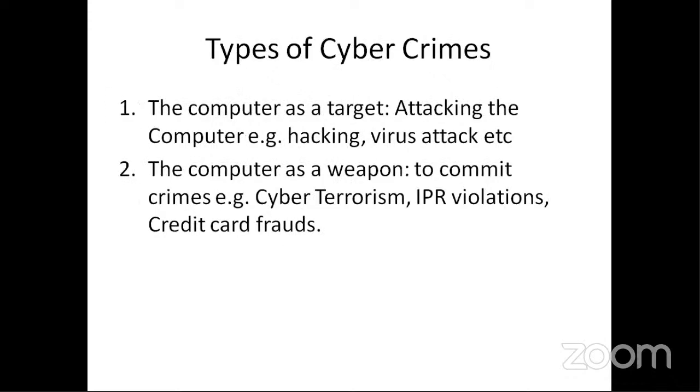Types of cyber crimes. Broadly, we can divide them into two types. One, the computer as a target. They are attacking the computer, the machine. When the machine is attacked, they hack the machine. All the information in the machine will be seen. They can even have access to all the information in your personal computer. So what does hacking do? It gives access to the other person as well. He hacks your computer and he has all the information which is stored in the machine.